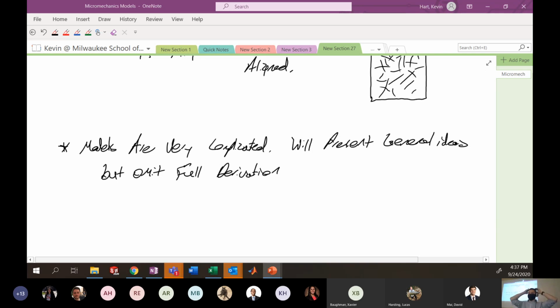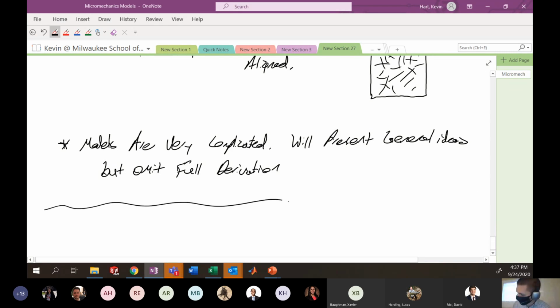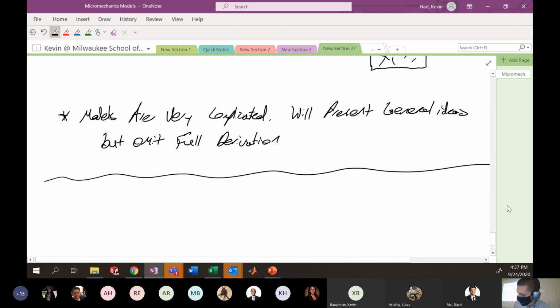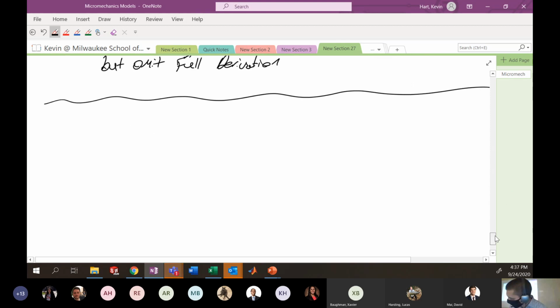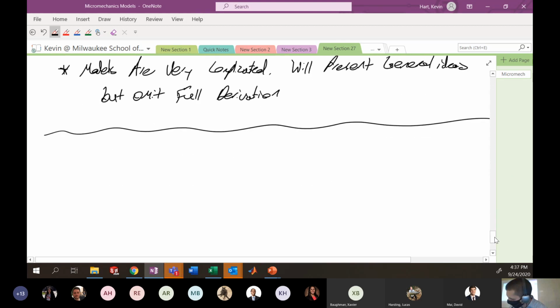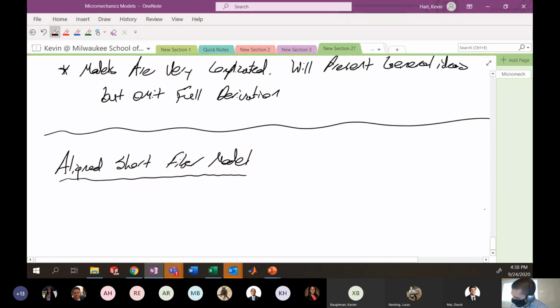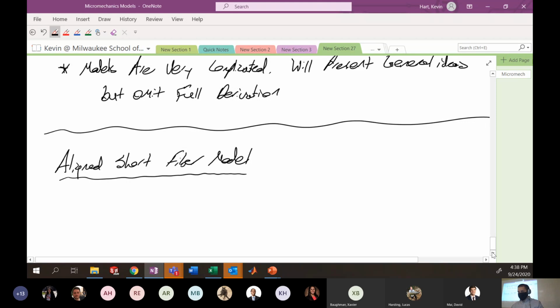Okay. The first one we're going to talk about is the aligned short fiber model. That's because it's actually pretty closely related to the continuous fiber model. So that's the first one we'll talk about. All right.